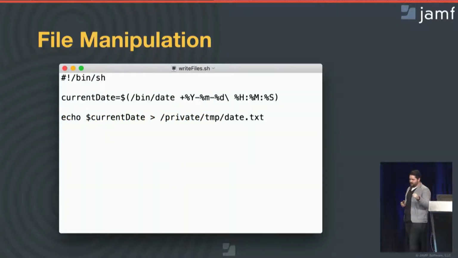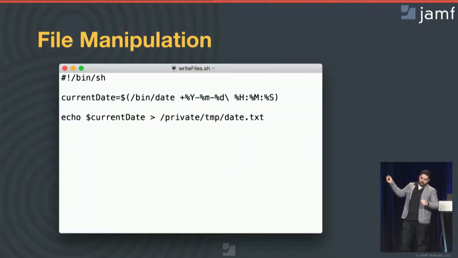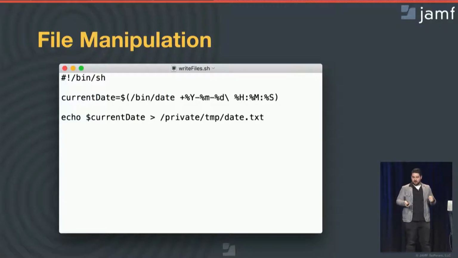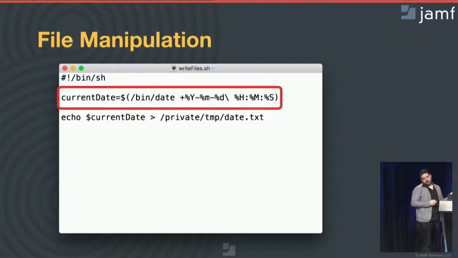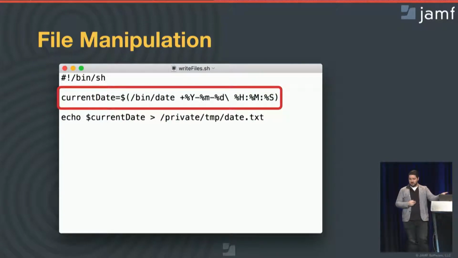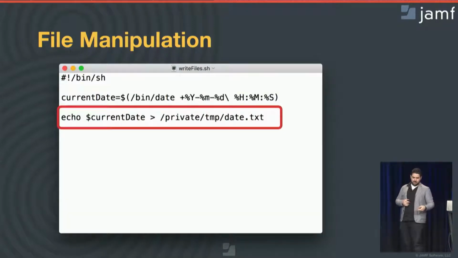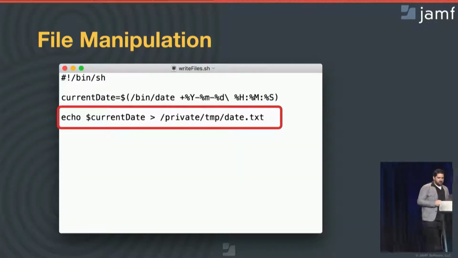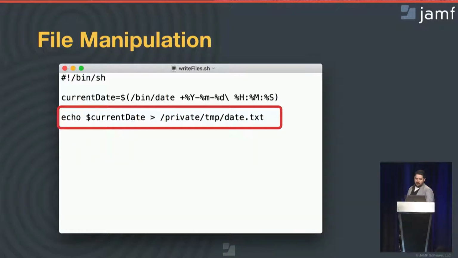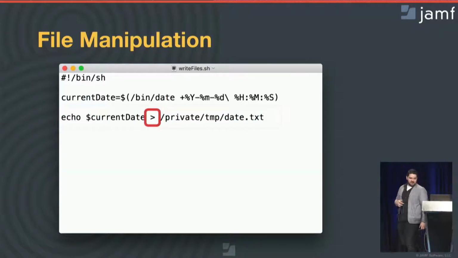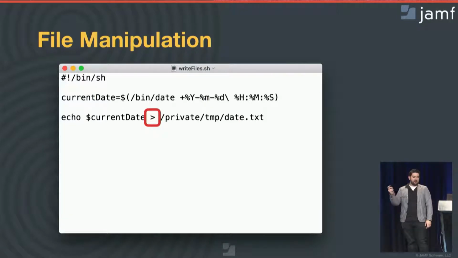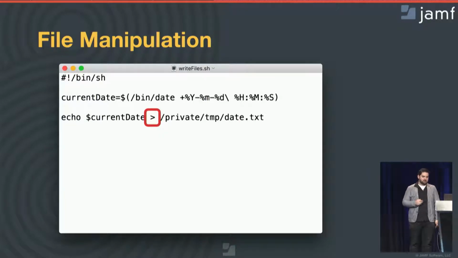Scripts are very useful for file manipulation, or in this example, writing output lines to a new file. So here we see the current date being written as a variable using the date command. When I call that out within a script, the value of the date command is being written to a file in the file path private temp date.txt. The greater than symbol will create a file called date.txt at the specified path, and then pass that variable to a new file within the text file date.txt.